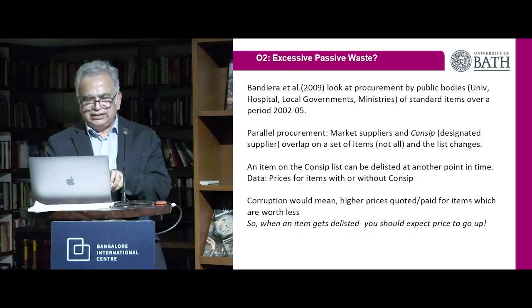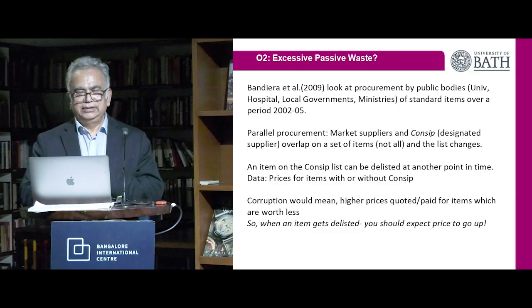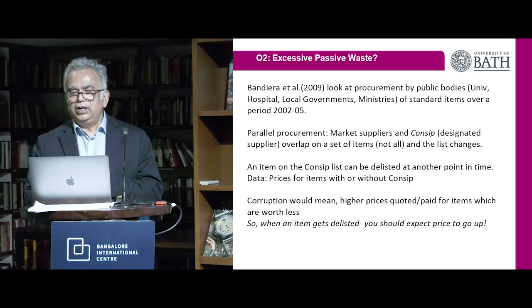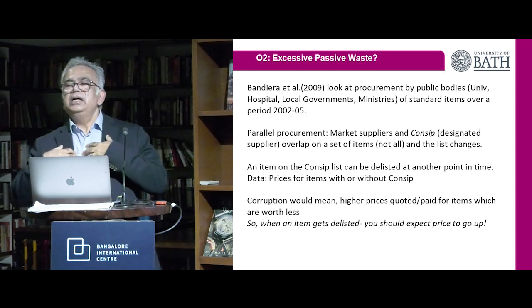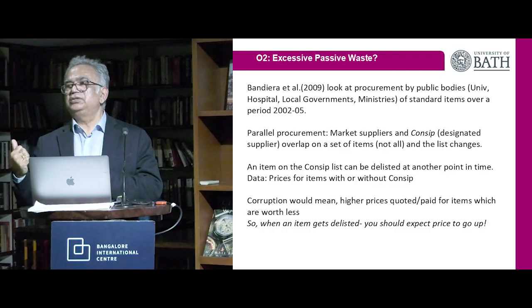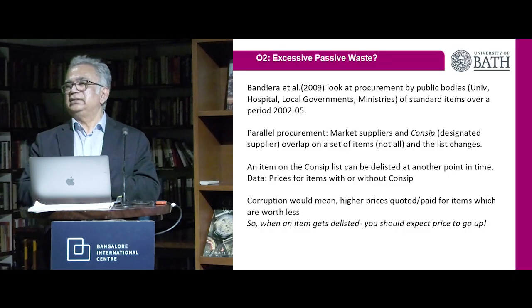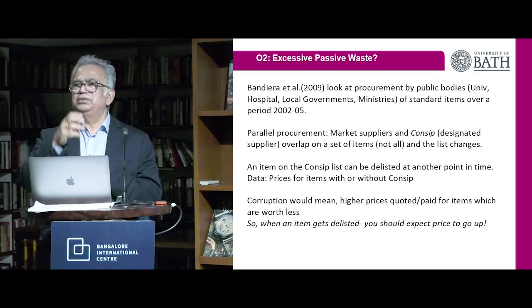So this is a study looking at procurement by public bodies. Okay, so it could be universities, hospitals, local governments, ministries, of standard items over the period 2002 to 2005. I had first-hand experience from IG also, because we also used to do that. I'm sure in many governments this is the same. So you have a list. I'm forgetting the name of it. So you buy it from there.